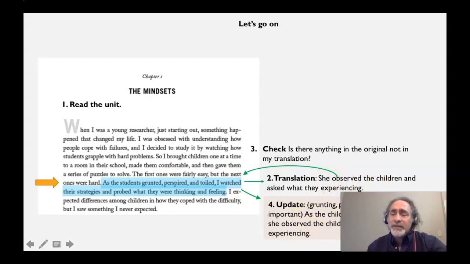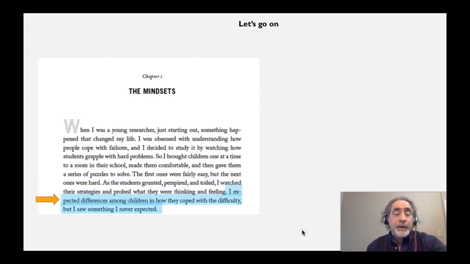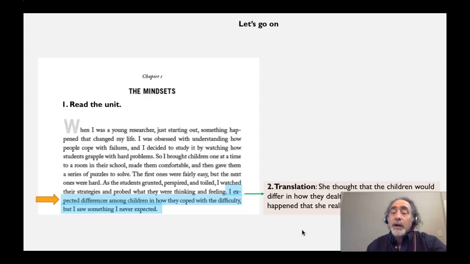Look, all I did was I said, as the children struggled. I took all this, didn't put grunted, perspired, and toiled. That's all struggling. As the children struggled with the puzzles, she observed the children and asked what they were experiencing. Having a much clearer understanding of that now. I expected differences among the children and how they coped with difficulty, but I saw something I never expected. Read it, translate it. She thought that the children would differ in how they dealt with hard puzzles, but something happened that she really didn't expect.